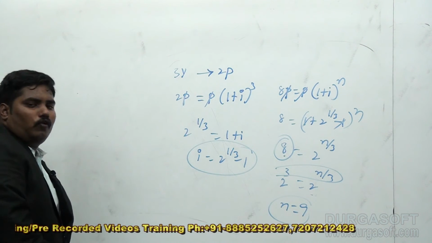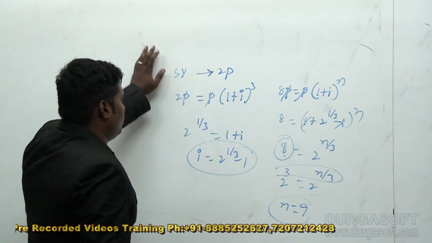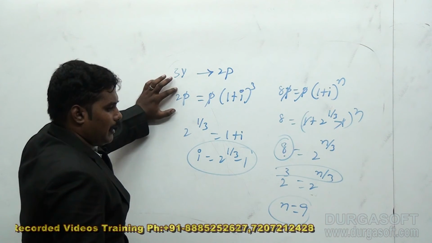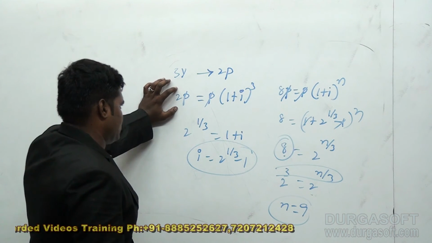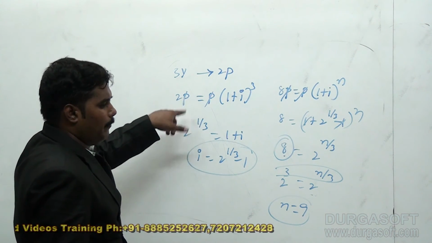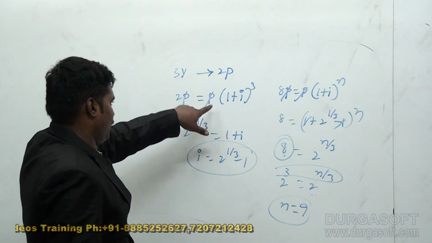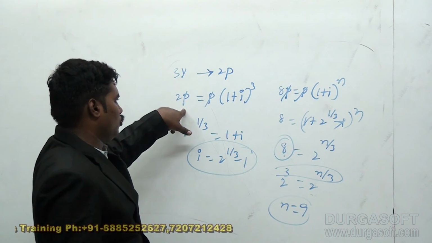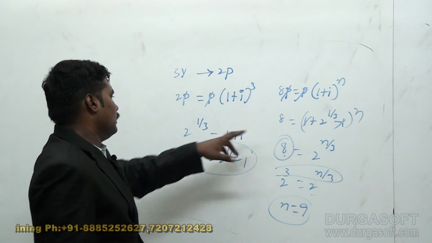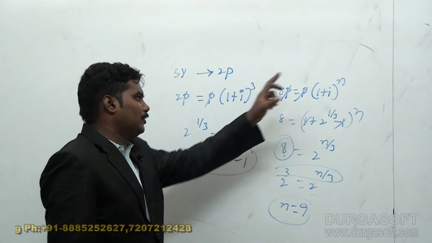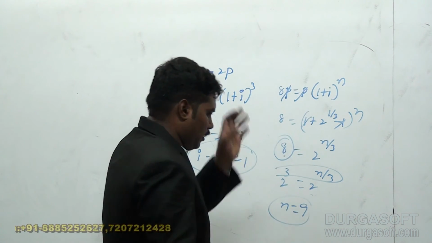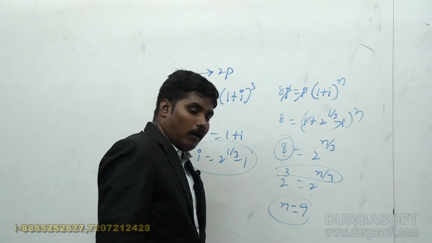Okay, if you forget that shortcut, you can do one thing. Directly, that amount is doubled after 3 years. That means 2P. Initially it is P, after 3 years it is 2P, that means at the power 3. Then you can get the I value. That I value should be included in that one. You can get the same answer.